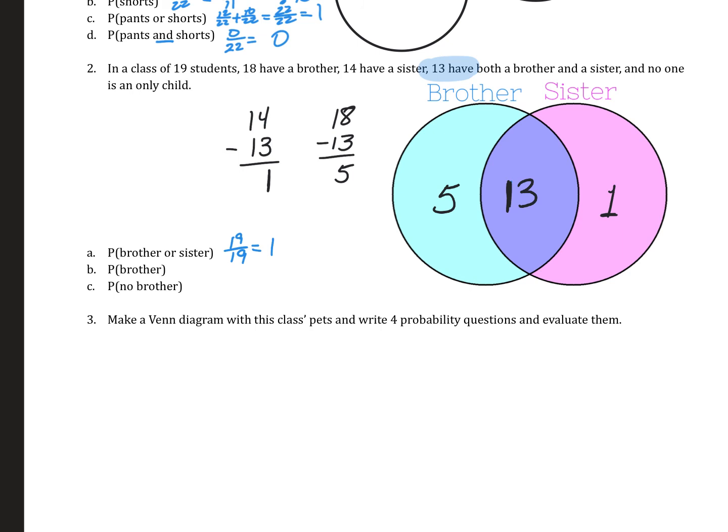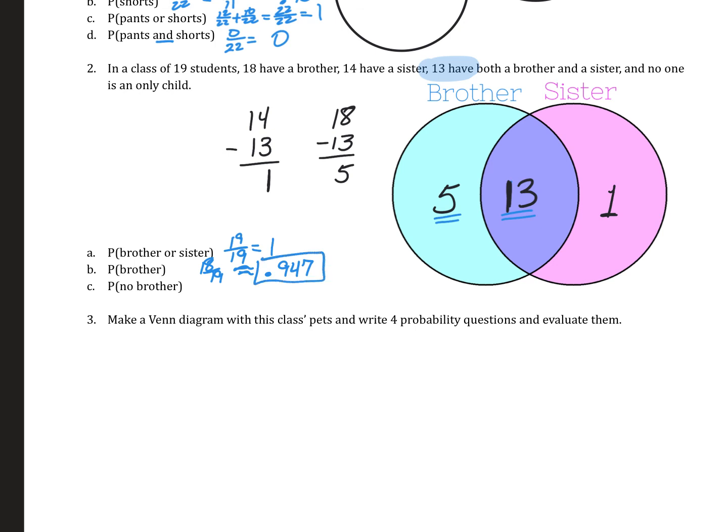Now we're looking for the probability of a brother. Well, the brother involves both the 5 that have only a brother, and the 13 that have a brother and a sister. So that would be a total of 18 out of 19. This makes up about 95%. We're going to approximate this, so it's 0.947. That would be our probability of having a brother.